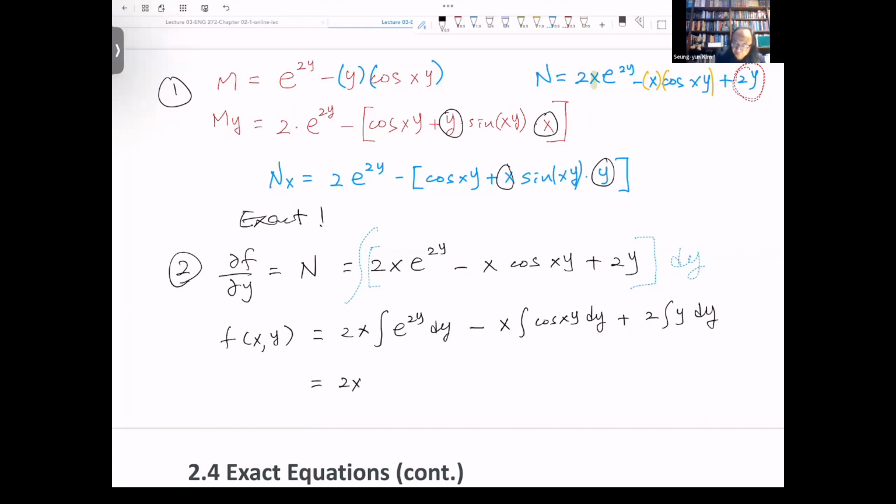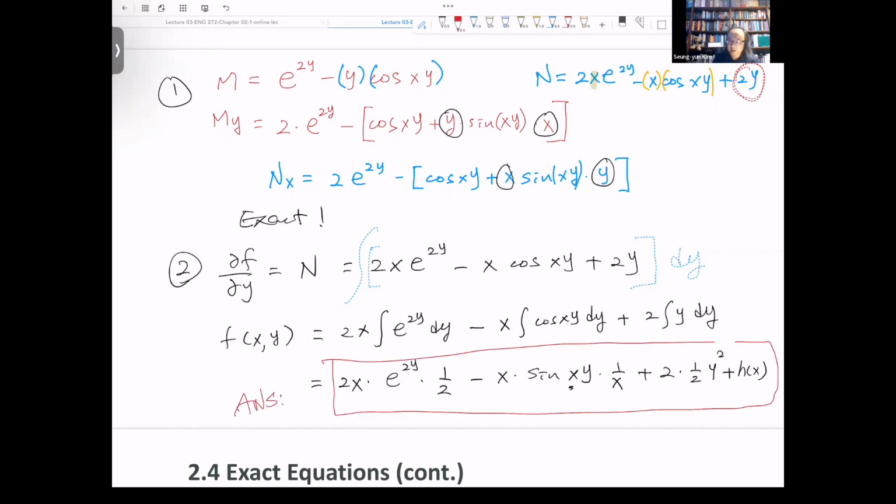First term is 2x times e to the 2y, 1 over whatever the value on the top, and then x times integral of cosine, it's going to be sine, and then 1 over x, plus 2 times 1 over 2 y squared plus h of x. That's the answer. Now we need to find h of x.